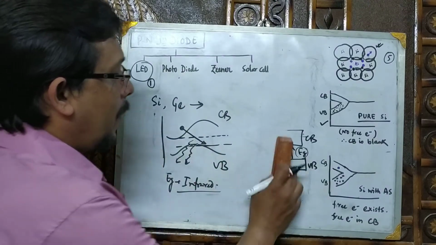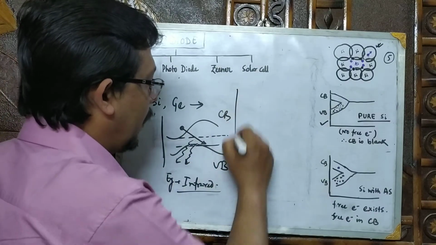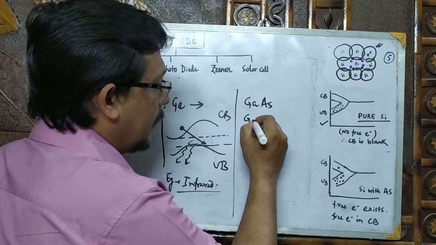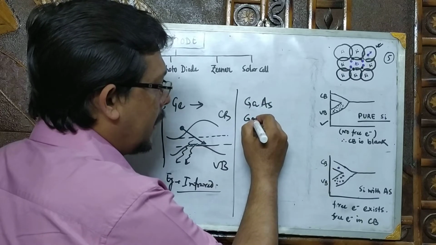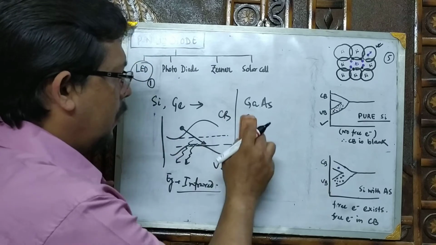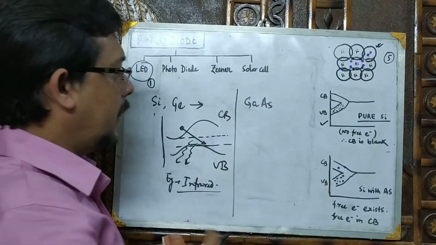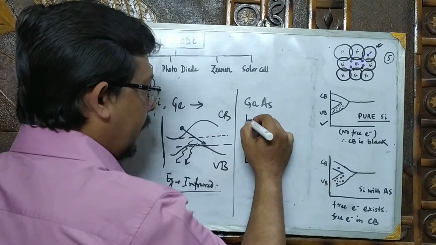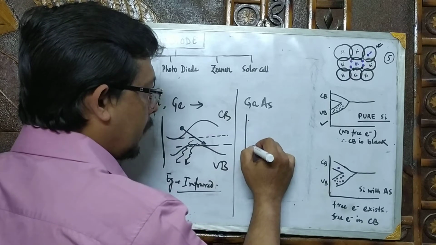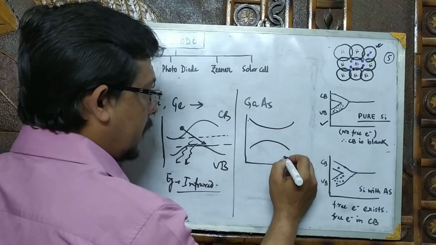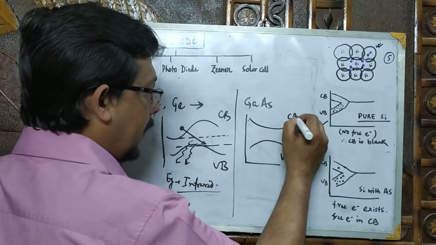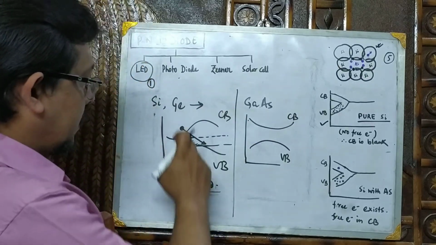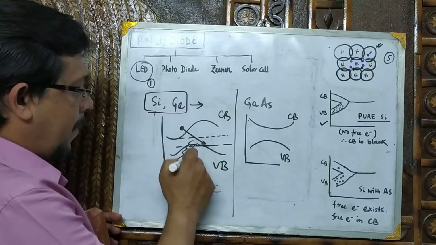But if I use some other material, generally we use what type of material? Gallium arsenide, and some other materials also. Let me take gallium arsenide, other materials are also there. So when we use this one, this is the shape of the valence band and conduction band. That means there is a direct gap. Silicon and germanium are the indirect gap semiconductors.